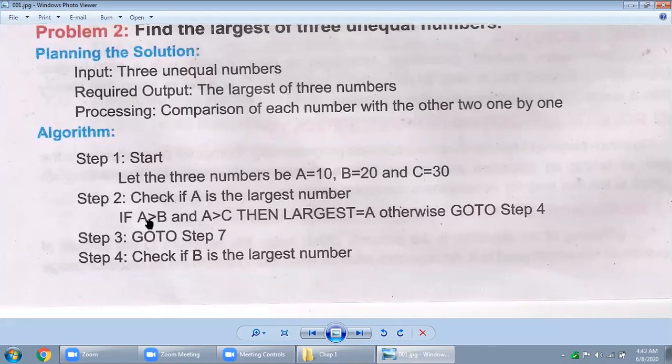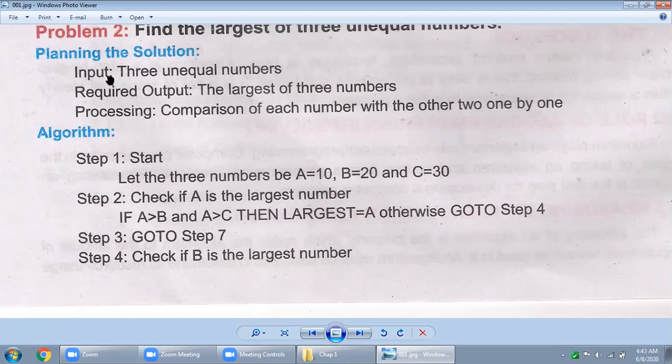If I change the symbol greater than, I will write this condition like this. Watch over here, it is written: if A is greater than B and B is greater than C, then largest is A. But if I change this, if A is less than B and A is less than C, then instead of largest, I will write smallest. Smallest is A. Rest, all the steps are the same.